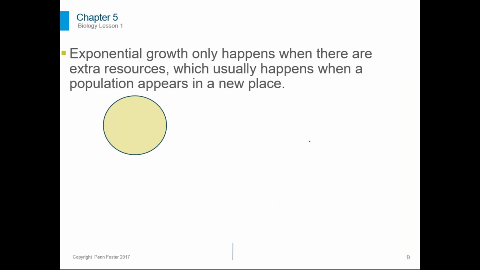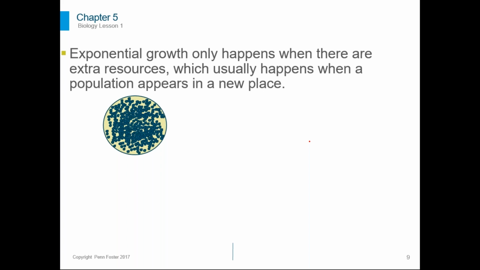And again, exponential growth only happens when there are extra resources, more resources than the individuals can use up. And this usually happens when a population appears in a new place. When bacteria encounter a large source of food, or humans bring new species into the environment, exponential growth can happen.